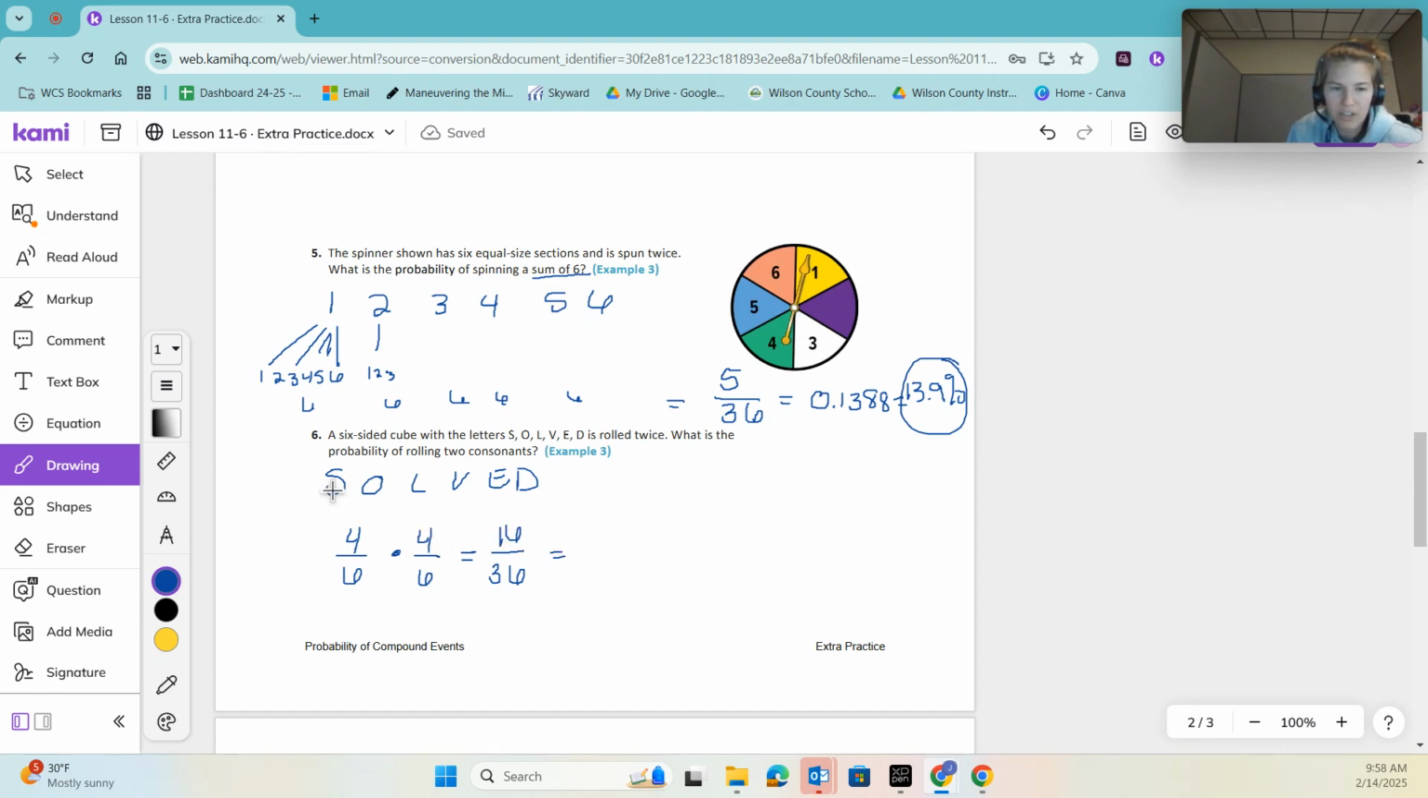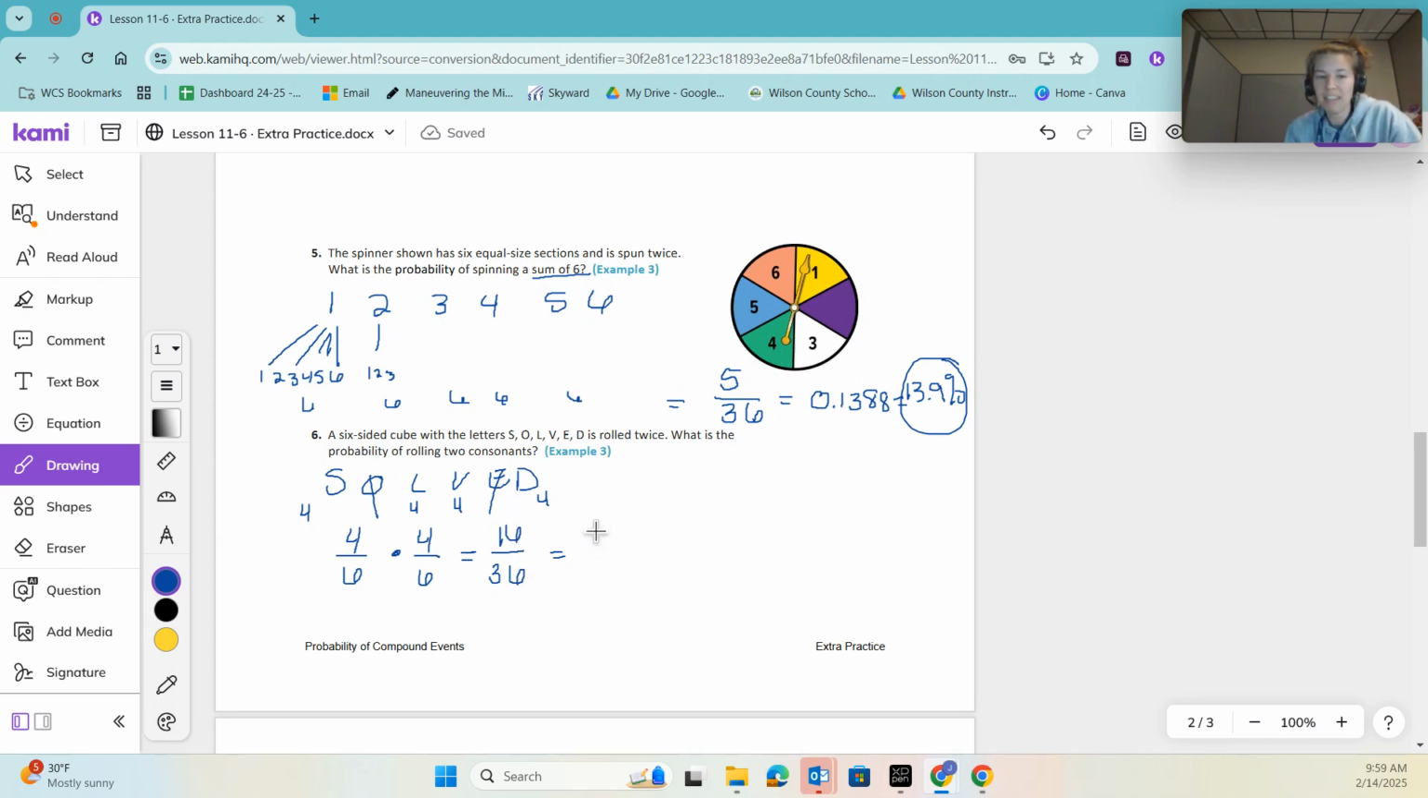Okay, now let's go ahead and just check our work here. If I get an S first, there are 4 more, an S, an L, a V, and a D that would make this true. Okay, if I get an O, there is nothing that's going to make that true, so that would be 0 here. If I get an L, there are 4 more. If I get a V, there are 4 more. If I get an E, there are none. And if I get a D, there are 4 more that will make two consonants possible. 4 plus 4 plus 4 plus 4 is also 16. So you can see that either way that you do that, you're going to get that same solution there.